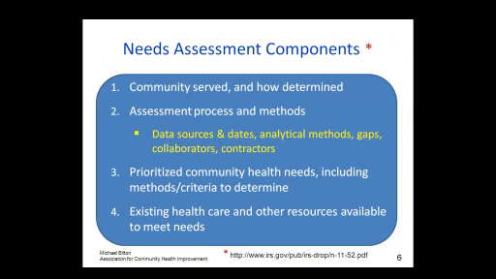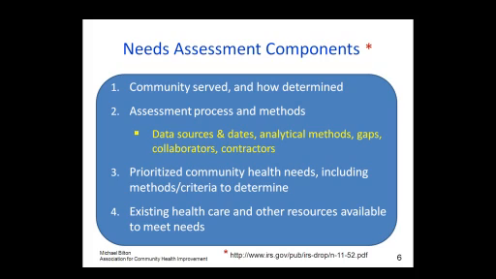To get a little more specific on the Act's requirements, if you look at the IRS notice from July of 2011, which is referenced here in the bottom URL, there are a few primary components that the IRS is going to be looking for in hospitals' needs assessment documents. One is a description of the community served and how that was determined. So how do you define community for your community assessment? What was the assessment process? What methods did you use to conduct the assessment?